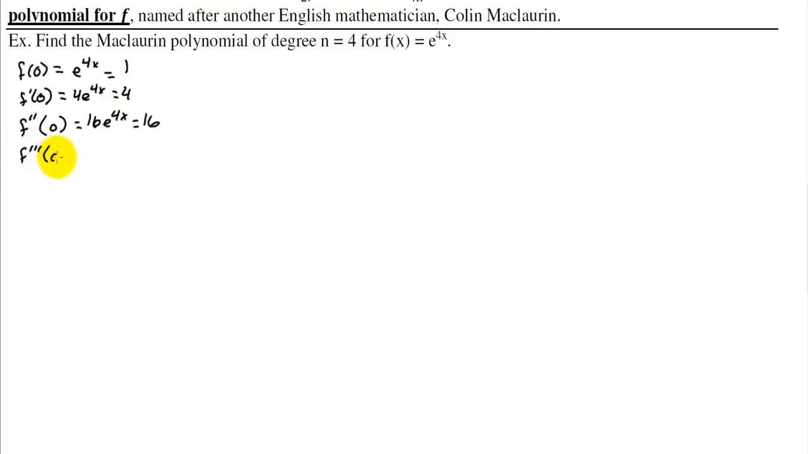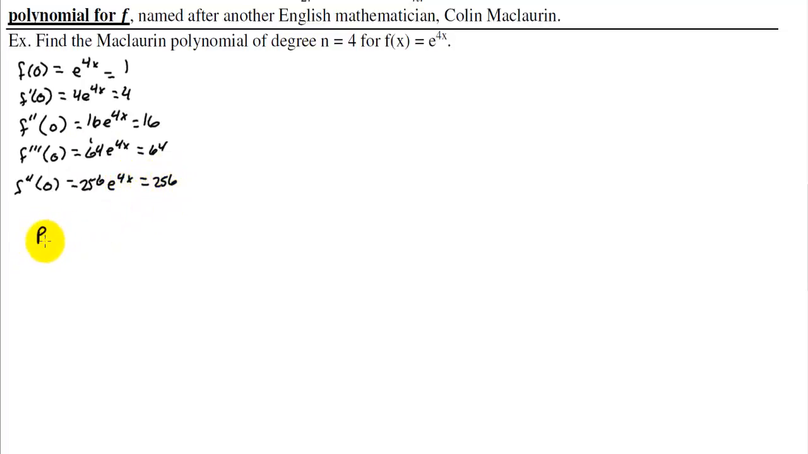The third derivative at 0 is now 64 e to the 4x. And when we plug 0 in, we're going to get 1 again, so we get 64. And then finally, the fourth derivative at 0 is, let's see, 16, 1, carry the 1, 256 e to the 4x. And so that'll be 256.